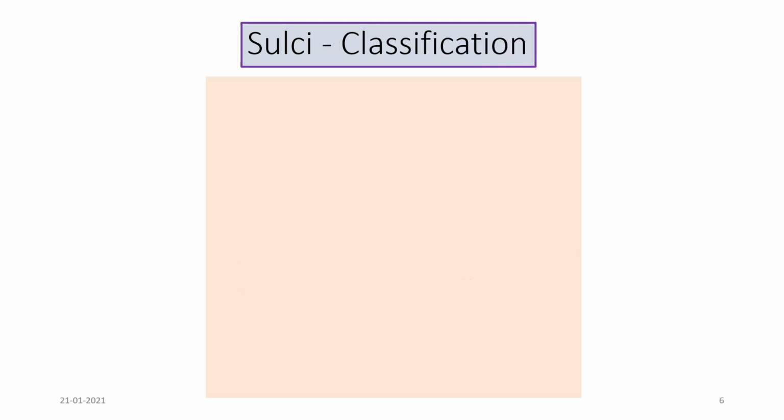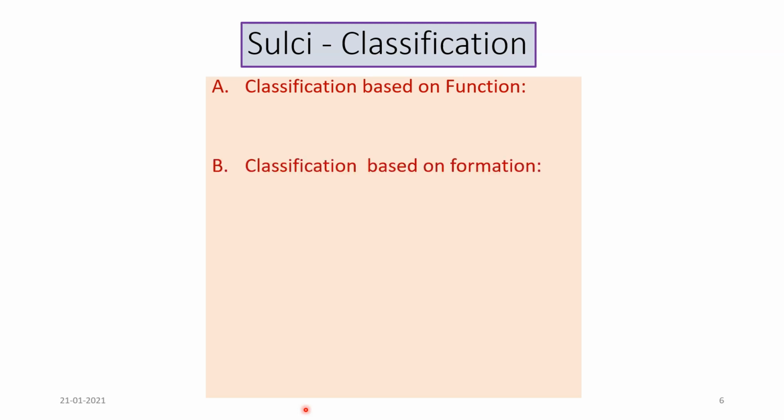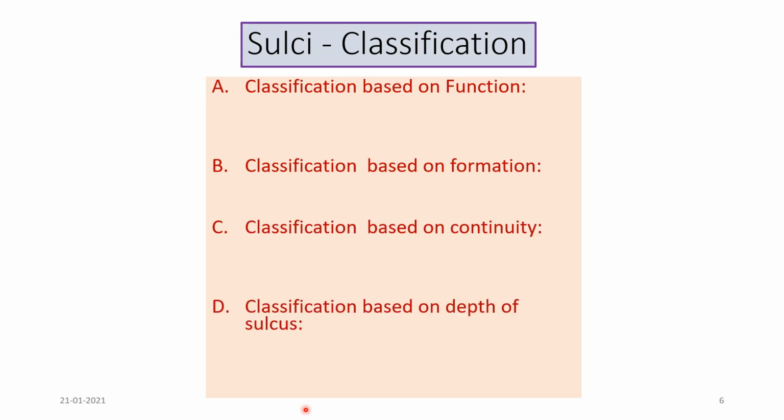Now let us discuss the classification of sulci. The sulci can be classified based on their function, based on the formation of sulci, based on the continuity of sulci, and based on the depth of sulci. So these are the four basic types into which the various sulci can be grouped.